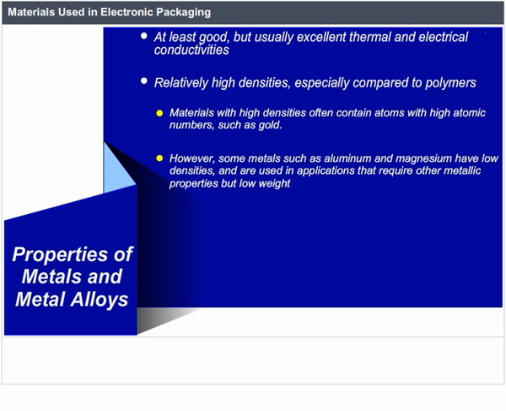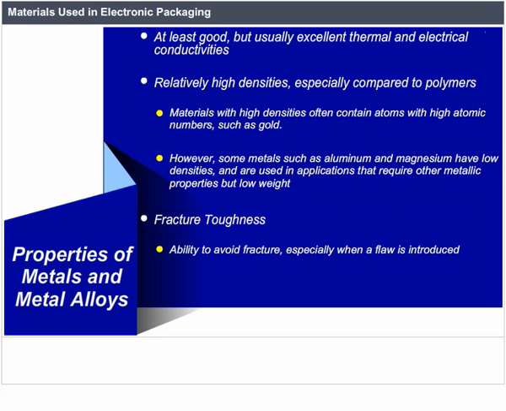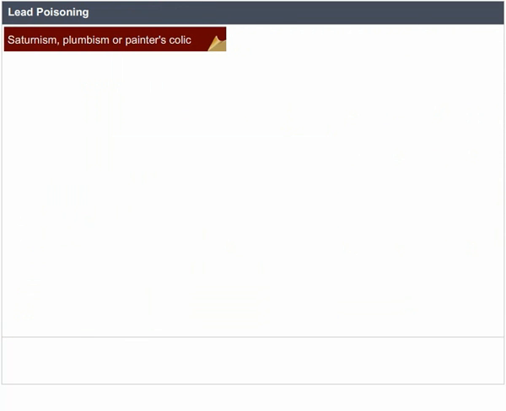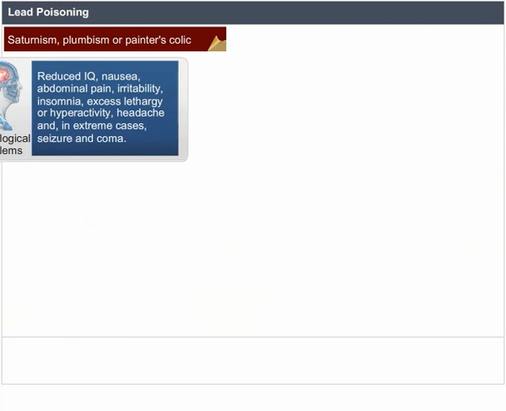However, some metals such as aluminum and magnesium have low densities and are used in applications that require other metallic properties but low weight. Fracture toughness: ability to avoid fracture, especially when a flaw is introduced. Plastic deformation.